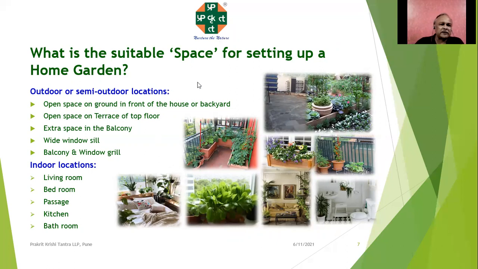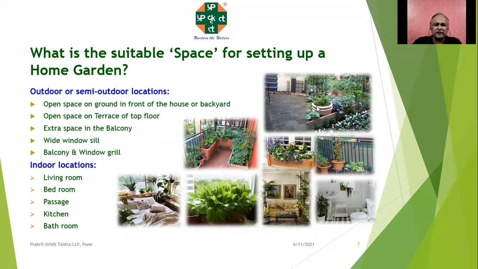Basically, outdoor or semi-outdoor locations, if you consider, then open space on the ground in front of the house or backyard is a place available. Similarly, open space on the terrace, as I have said here, and top floor or balcony space, extra space you have where you can accommodate, or here you can see, and then window sill and the balcony and window grill, etc. This is outdoor or semi-outdoor.